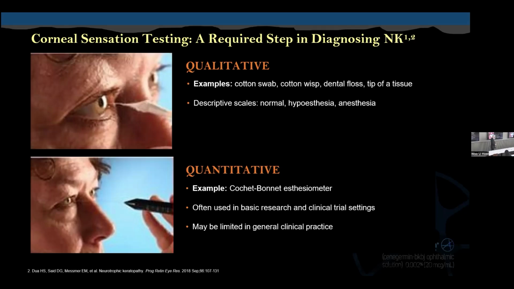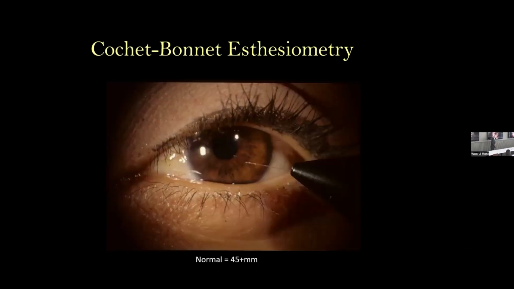I use Cochet-Bonnet on everybody. I've been doing it for 20 years. This is quantitative, where you actually get numbers, okay? This is the device. It's getting more and more popular. Starting to get hard to get these things. It's not expensive. It's about $500 now, something like that. It's basically just a unit with a slider, a nylon filament. On maximum extension, it goes out 60 millimeters. The longer it goes out, the more flexible it gets.